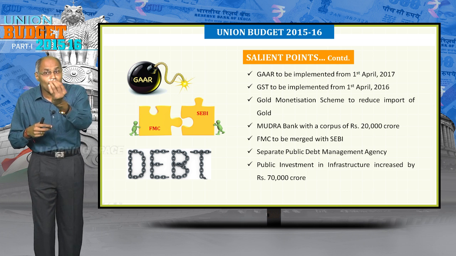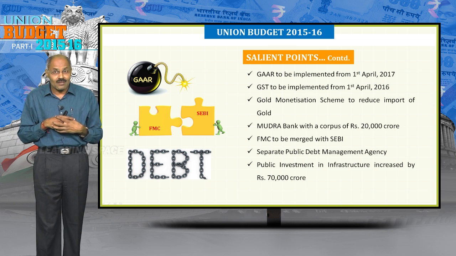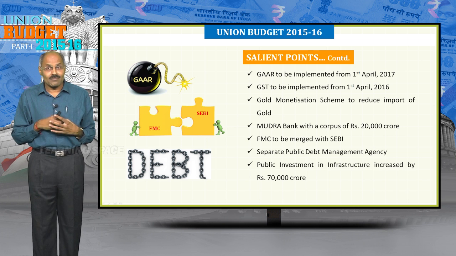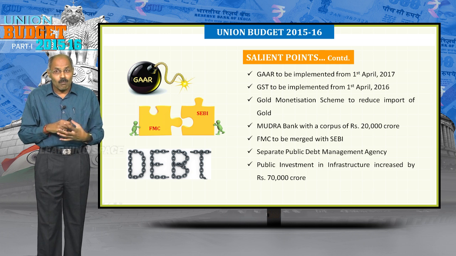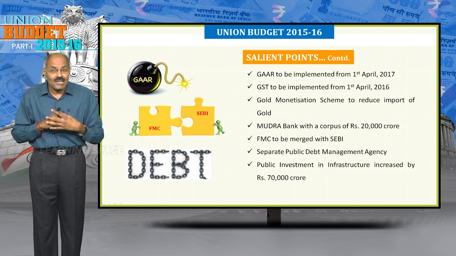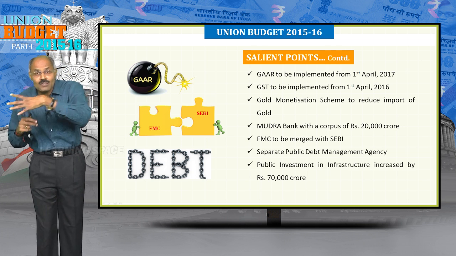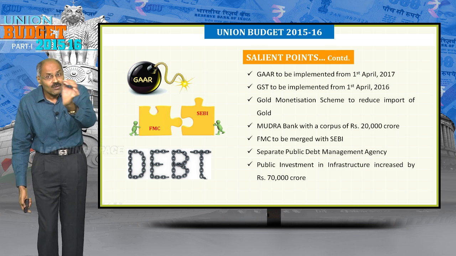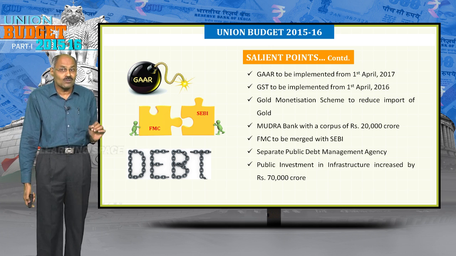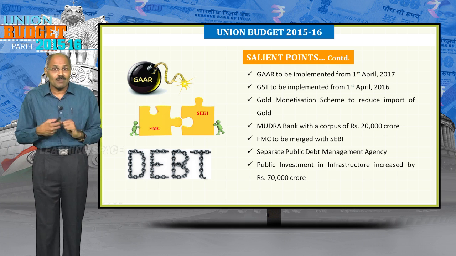Then Gold Monetization Scheme, Mudra Bank, FMC to be merged with SEBI, Public Debt Management Agency, increase in infrastructure spending of 70,000 crores this year. These are the things we are going to discuss in detail in part 2. These are some of the highlights of the budget.